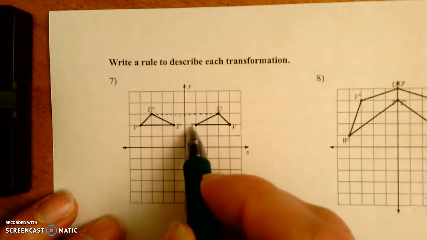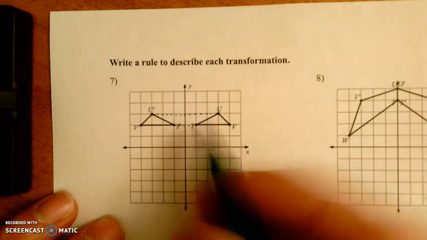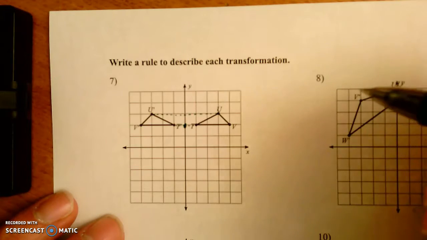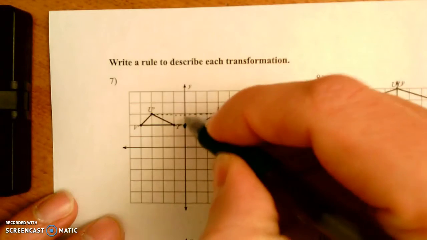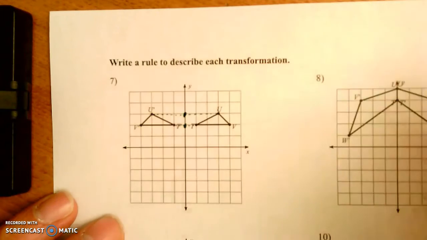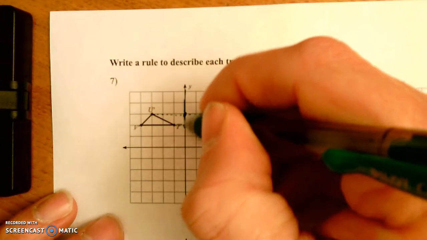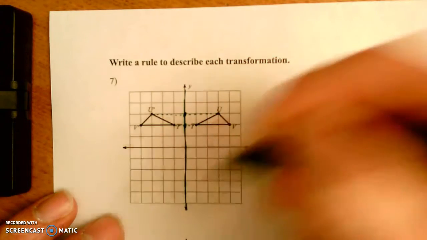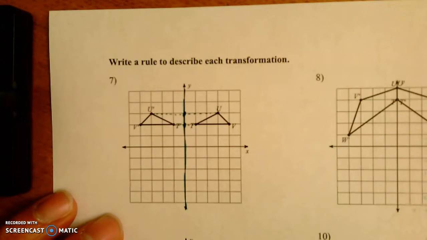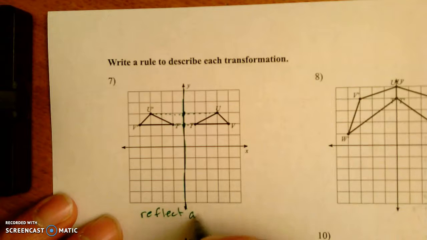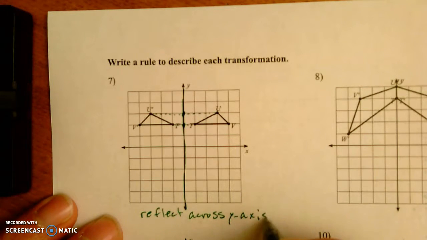Then we look at T to T prime, and they are 2 spaces apart. So the line of reflection goes through this point, that's one space from each of them, and this point here, that's one space from each of these. So the line of reflection is actually right here. It's the y-axis. So we can just write: reflect across y-axis.